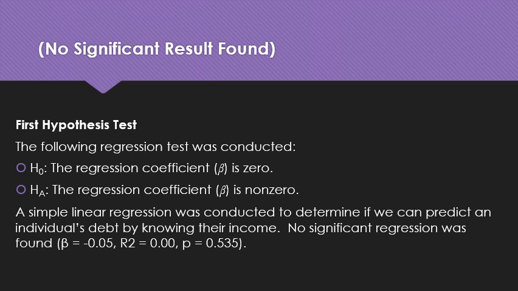For the first hypothesis test, the following regression test was conducted. The null hypothesis, the regression coefficient is 0. The alternative hypothesis, the regression coefficient is non-zero. A simple linear regression was conducted to determine if we can predict an individual's debt by knowing their income. No significant regression was found. As you can see, we have a beta of negative 0.05, R squared of 0.00, and a p-value of 0.535. No significant results found.